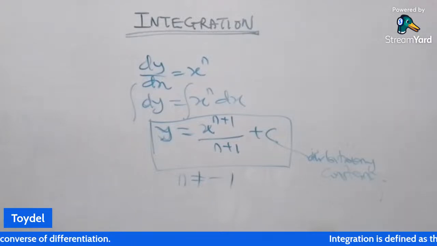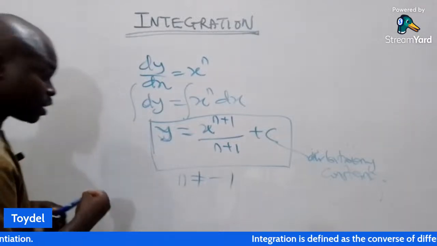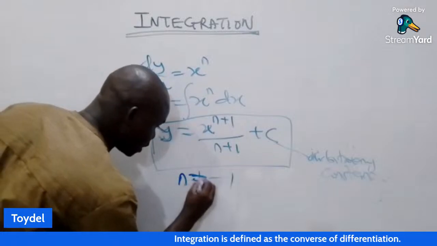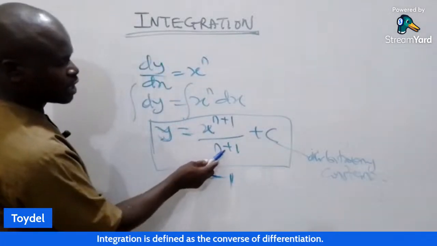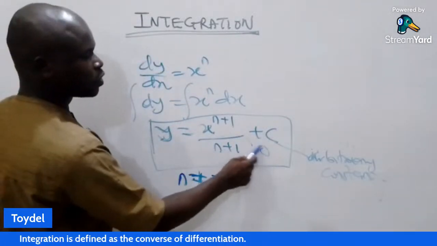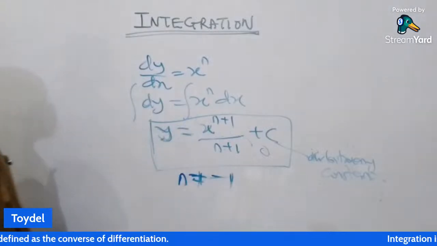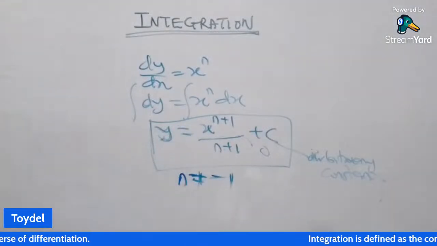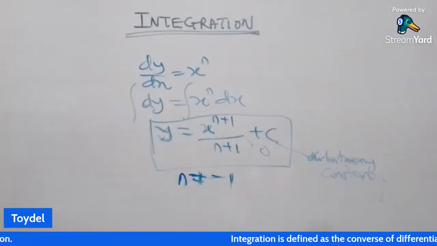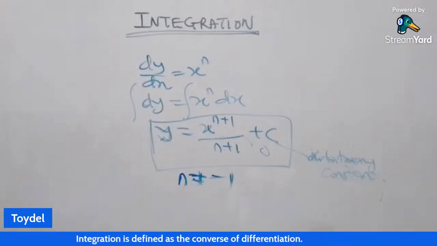In the example we have on the board now, n cannot be equal to -1, because once n is equal to -1, this denominator will become 0, and this function will be undefined. So please, let's note that n cannot be equal to minus 1. And whenever you integrate, we put an arbitrary constant.